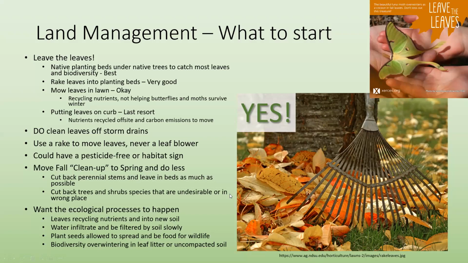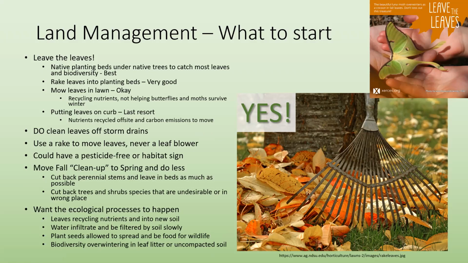And putting the leaves on the curb is kind of a last resort, because you're moving all those nutrients off site, and all that biodiversity is not going to survive. There are also carbon emissions to move it in a big truck somewhere else, even though it will get composted. But the one place you don't want leaves is the storm drain, like I said before, so that the storm drain doesn't back up and cause water to flood or back up in the street. And use a rake to move leaves instead of a leaf blower.